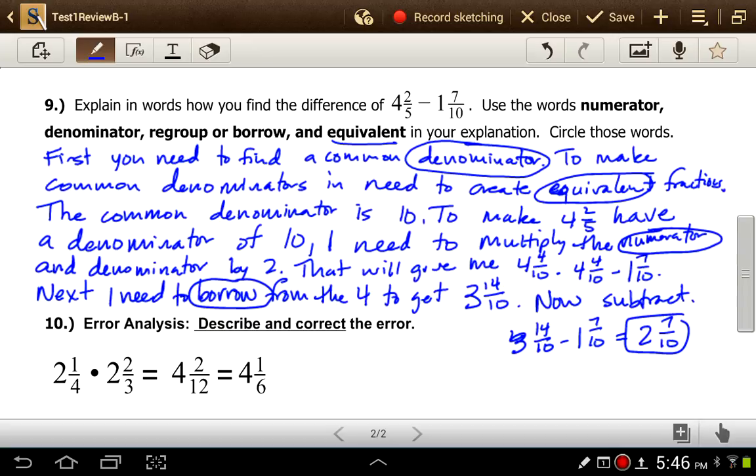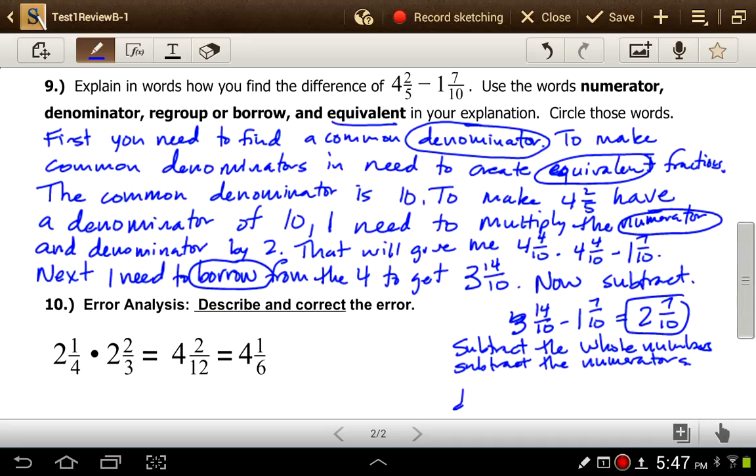Okay, and you could even go into describing the subtraction. I should describe that. Okay, I'm going to subtract the whole numbers. I'm going to subtract the numerators, and the denominator stays the same. That's how you subtract mixed numbers. Okay? Alright, last question.